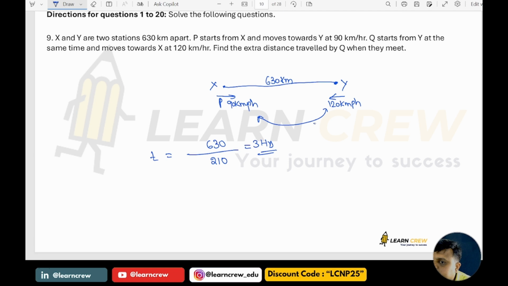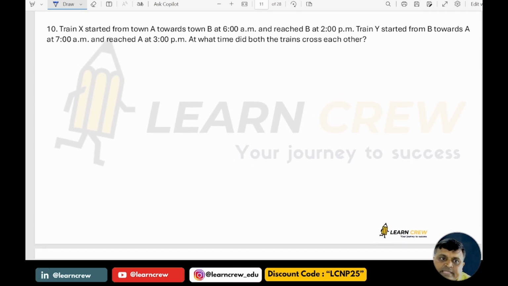So, if they are traveling each for 1 hour, there is a distance of how much? 120 minus 90, 30 kilometer distance will differ if they travel for 1 hour. But they are meeting after 3 hours. By the time they meet, there is a distance of 3 into 30, which is 90 kilometers in their journey. So Q will travel 90 kilometers more than P when they meet each other. I hope it is clear. Next, question number 10.